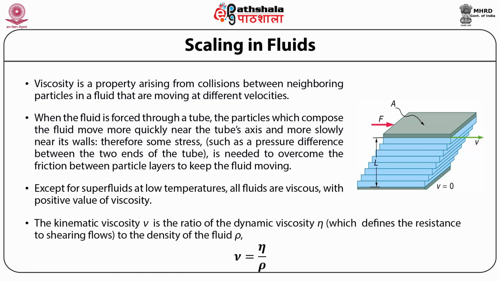The kinematic viscosity V is the ratio of dynamic viscosity eta, which defines the resistance to shearing flow, to the density of the fluid rho. So we can say that V is equal to eta by rho.